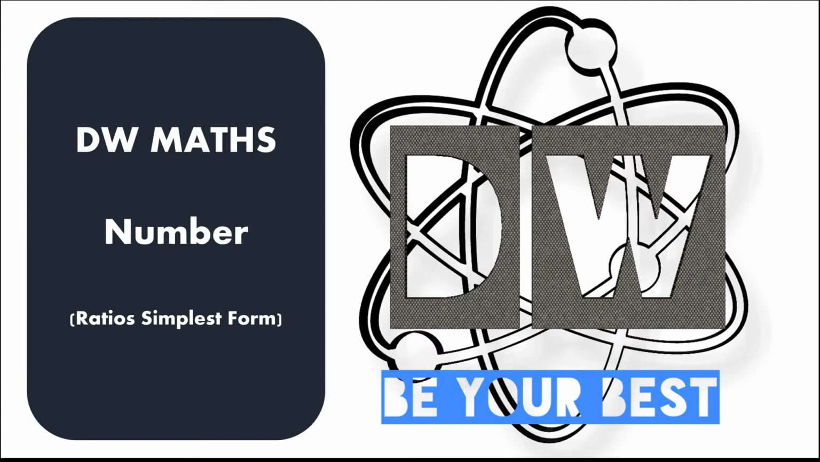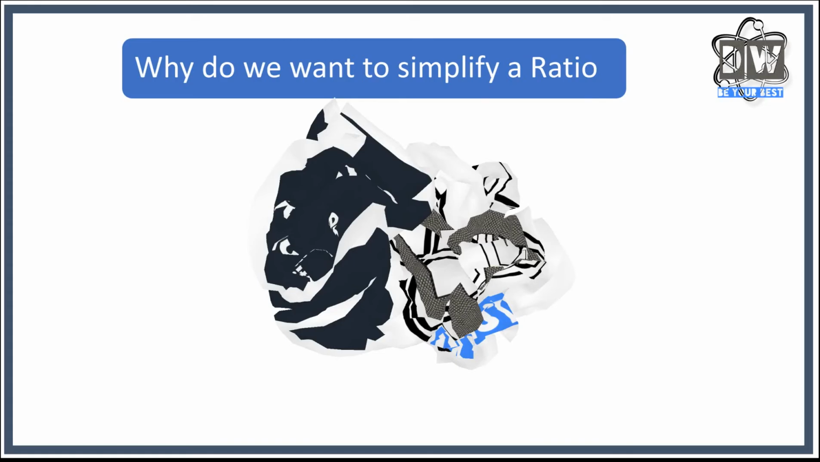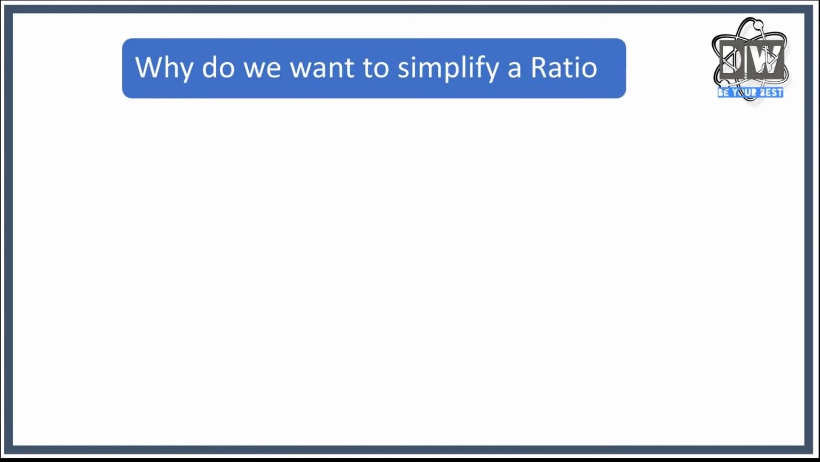This one is on number and it's ratios in their simplest form. It's going to be really accessible, and as long as you know how to cancel down a fraction, you're going to use those exact same skills to cancel down a ratio. And the question here is why? Why do we want to do it?